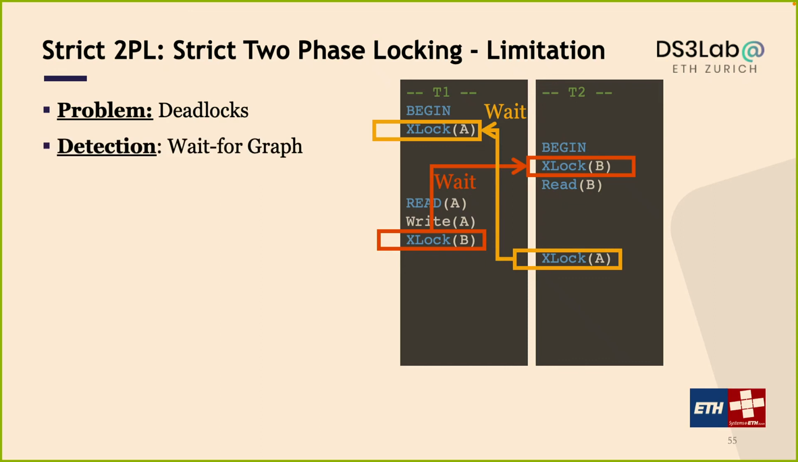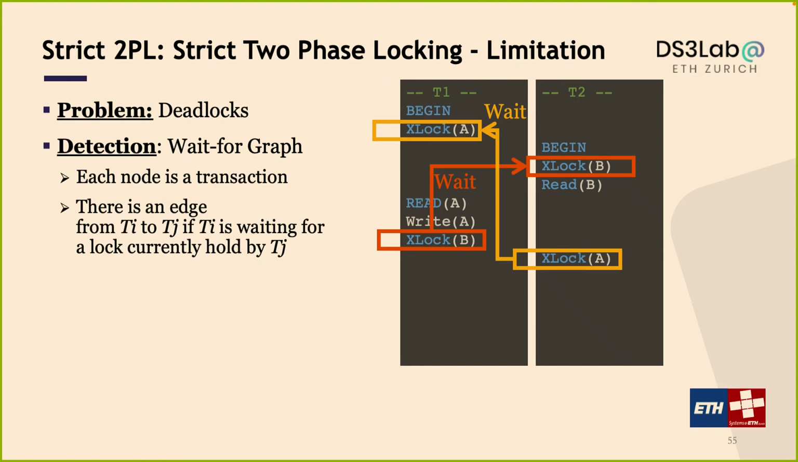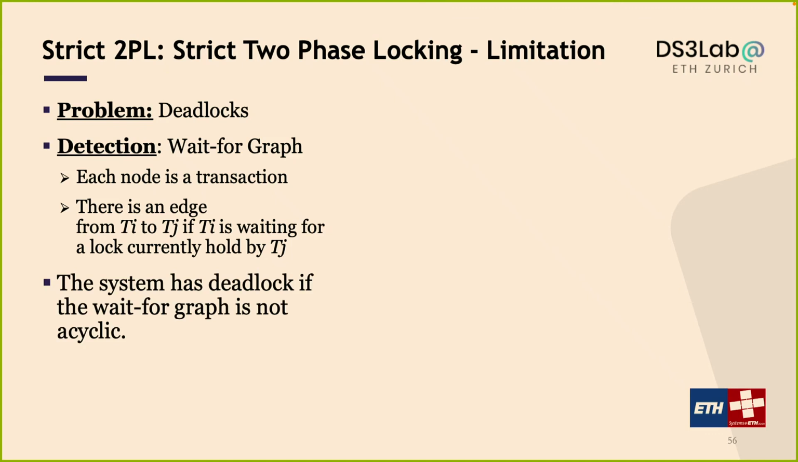So how can we deal with that? First, we need to detect whether there is deadlock in the system. Second, we need to resolve it. Whenever we see there's deadlock, we need to think about what to do. For detection, as you can imagine, it's relatively natural. You construct a graph. Each node is a transaction. And there's an edge from Ti to Tj if, for example, Ti is waiting for Tj. And then the system has deadlock if this graph is not acyclic.